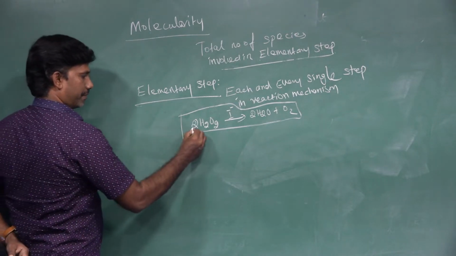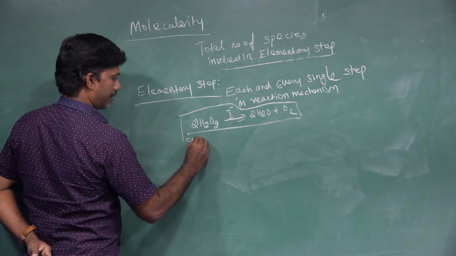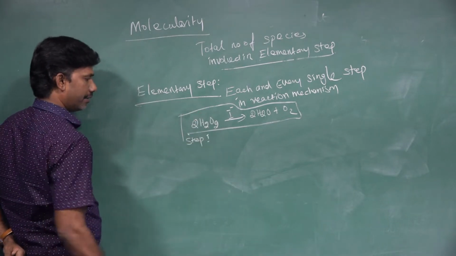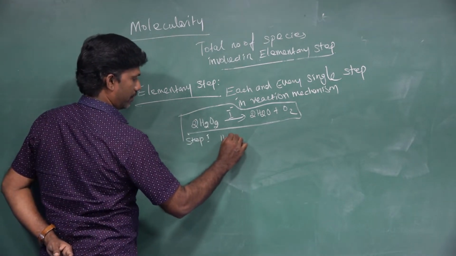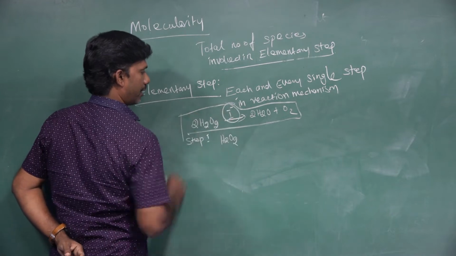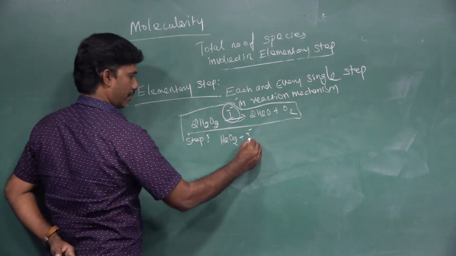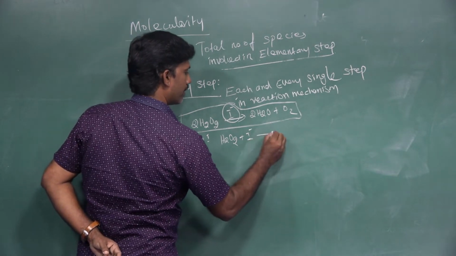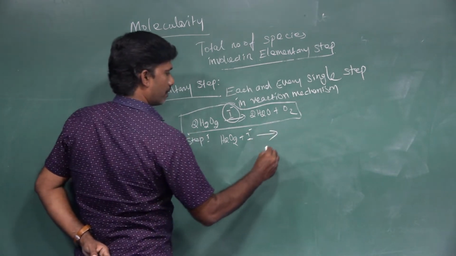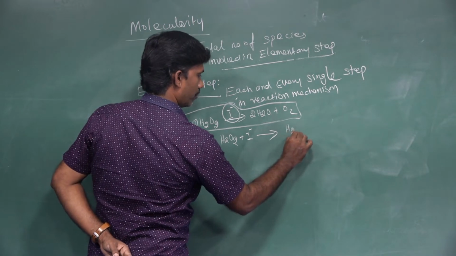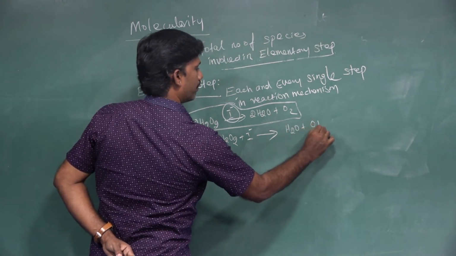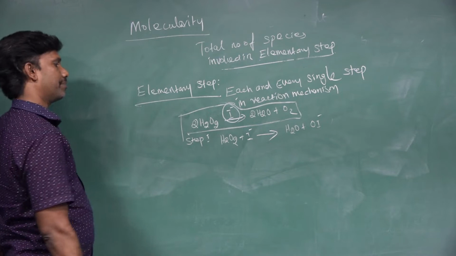Now, what is the first step? In step one, what is happening? One peroxide molecule is treated with the catalyst. Iodine is a catalyst; treated with the iodide, that's I minus, you have to say. Generally they will say iodine. The catalyst, you are getting H2O plus OI minus. This is the first step.